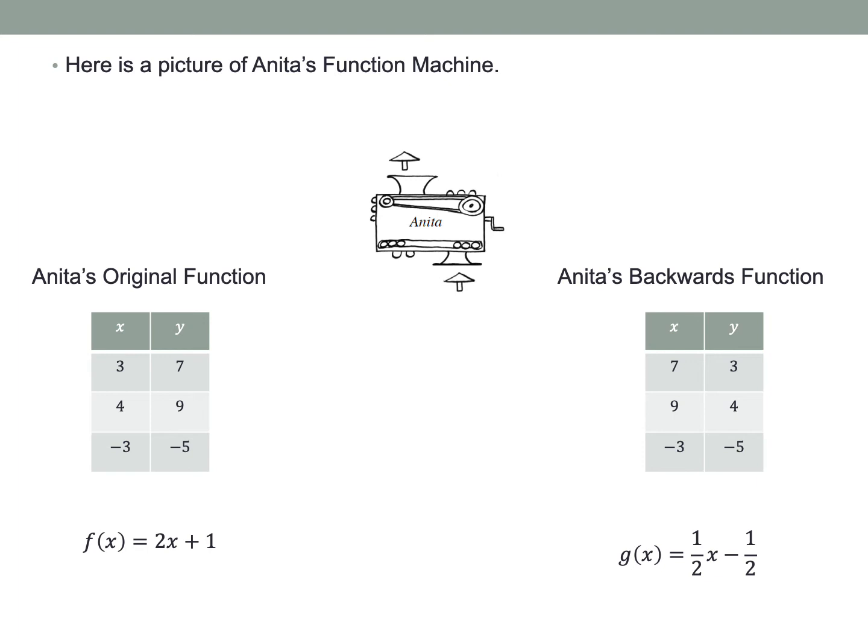Okay, so that's the basic idea of an inverse function. So Anita's backwards function is called an inverse function of f of x. So g of x is an inverse function of f of x. That's because it does the opposite. What were the outputs are now the inputs, and what were the inputs are now the outputs. It basically undoes what Anita's original function does. So, okay, let's explore that some more.